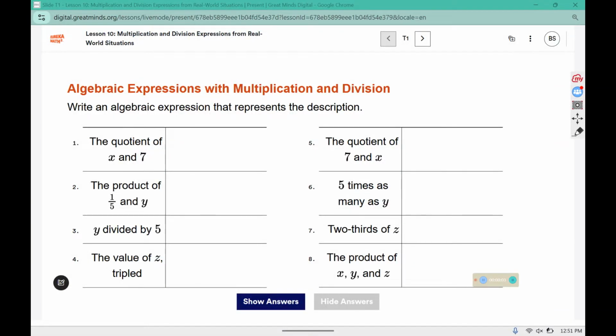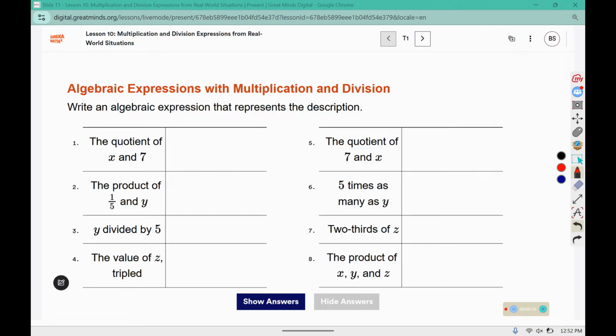Write an algebraic expression that represents the description. Again, we're looking for those key words or phrases to help us form these expressions. The word quotient indicates division. Product would mean multiply.